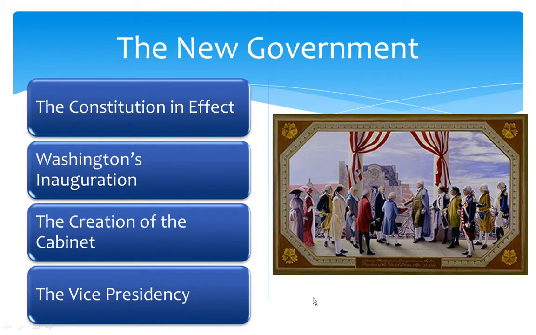Okay? Now, when Washington is inaugurated, he realizes that he has a very, very important position in the government, because everything that he does is going to create a precedent. What's a precedent? Initial action? Okay. Let's put it in Aggie terms.